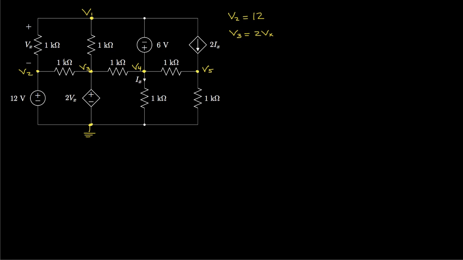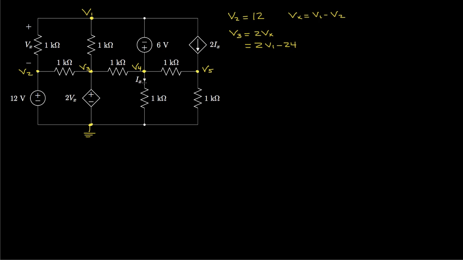But Vx, well, that's the voltage at V1 relative to V2, so I'll write that as V1 minus V2. So Vx is V1 minus V2, so I can write V3 as twice V1 minus, but V2 is 12, so that would be 24. And then let's see, do we see any others?